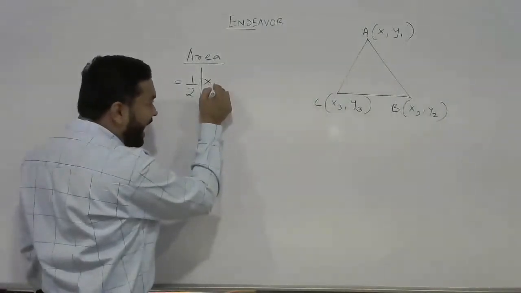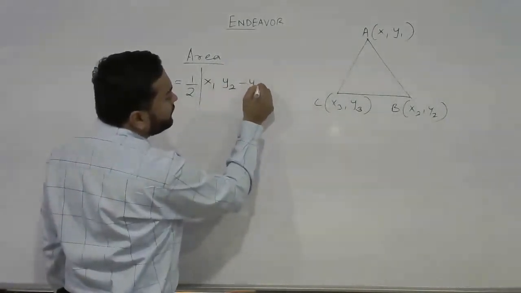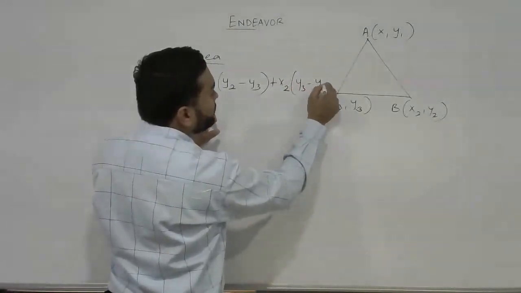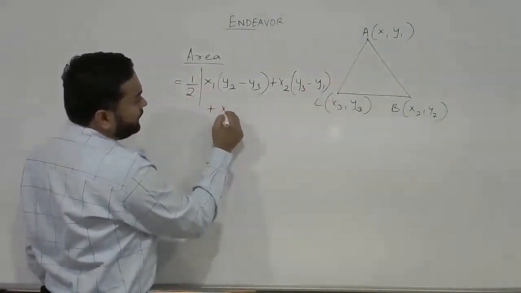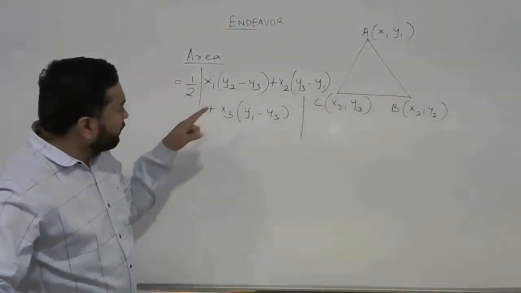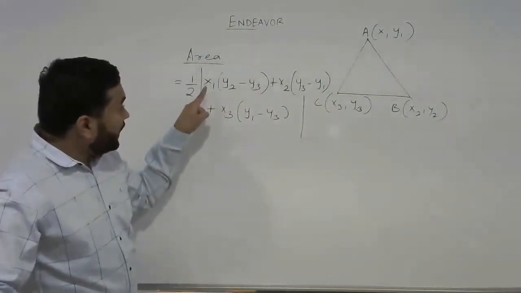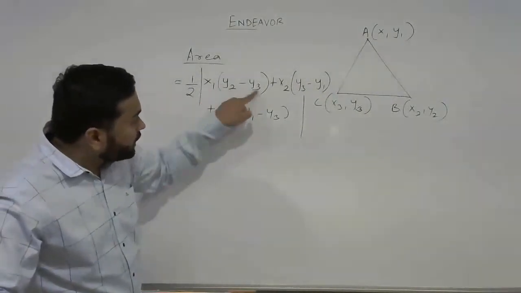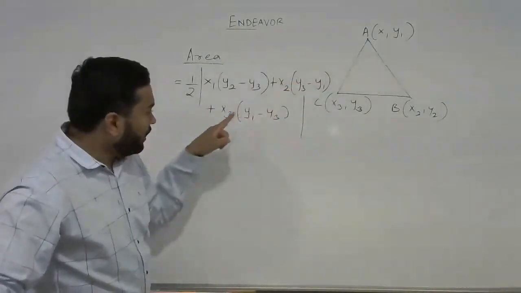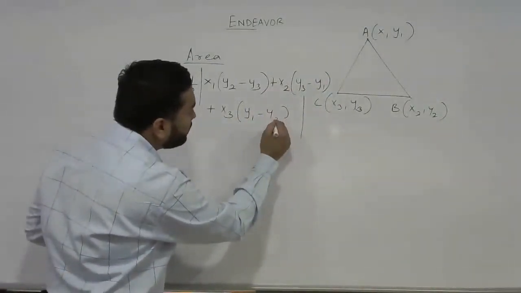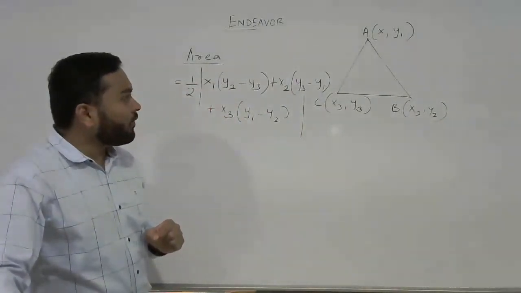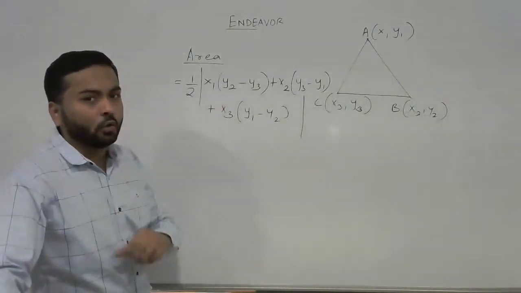So you write x1 (y2 minus y3) plus x2 (y3 minus y1) plus x3 (y1 minus y2), all in modulus. So basically, how to remember? I've written x1, x2 and x3 outside. When I've written 1 here, the y that follows is 2, 3. So it's 1, 2, 3. I'm writing 2, after 2 I get 3, and after 3 I get 1. So it's a cycle that repeats. After 3 I get 1 and after 1 I get 2. So it is y1 minus y2. So this is the formula for finding the area of a triangle if the coordinates are known to you.